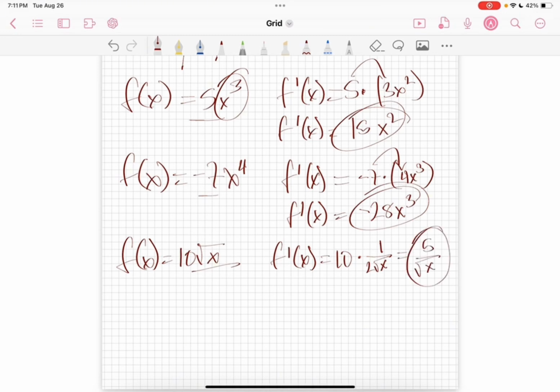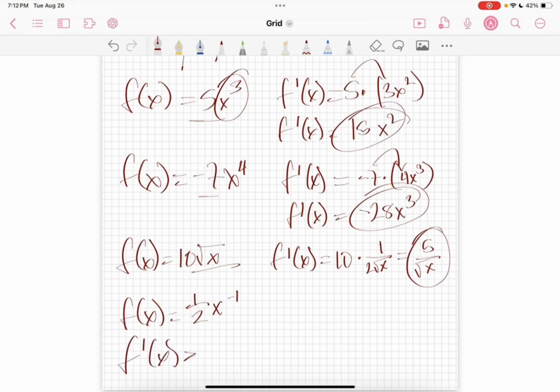That is our answer. And lastly, let's have f of x equals 1/2 x to the power of negative 1. We'll get f prime of x equals the constant, so 1 over 2, times the derivative of x to the negative 1, which is negative x to the power of negative 2, equals negative 1 over 2x squared.